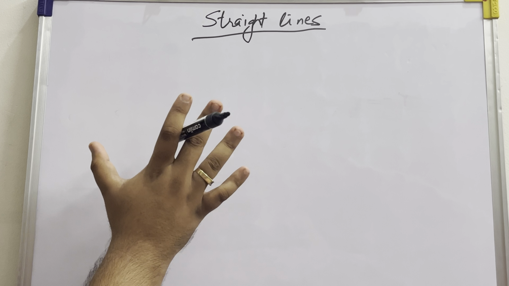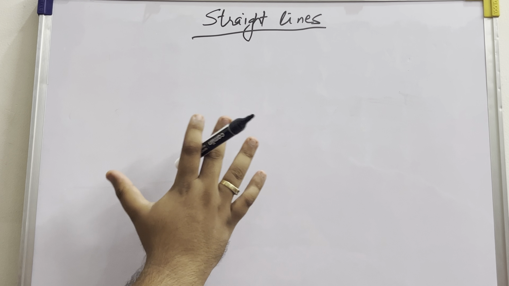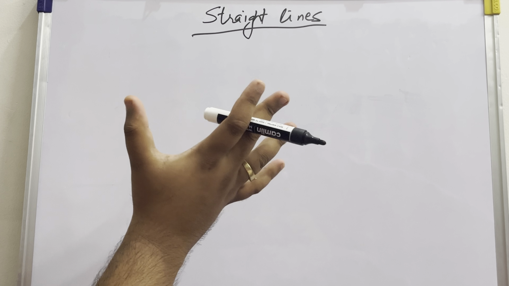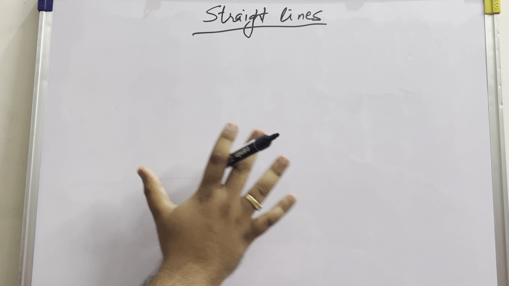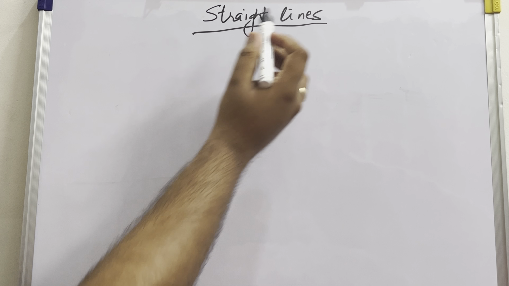First, today is the first class, so we will start with straight lines, then we will be plotting circles, parabola, ellipse, hyperbola, and eventually we will be covering all the important graphs. So let us see. What is a straight line?